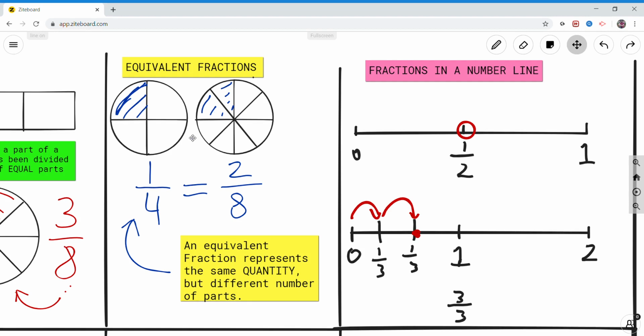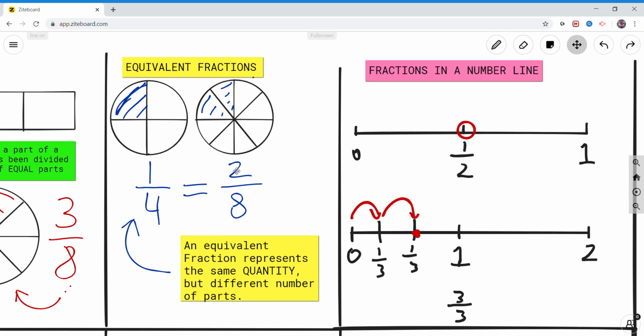A quick way to check this is using the multiplication strategy. When I multiply numerator and denominator by the same factor, then I'm going to get an equivalent fraction. I can multiply 1 times 2 to get 2, or 4 times 2 to get 8. And I can do that with any factor I want. So let's say I want to use number 4, then I'll multiply 1 times 4, that will give me 4, and 4 times 4 will give me 16. So 4/16 would be equivalent to 1/4 as well. And then I can create as many equivalent fractions as I want because numbers are infinite.